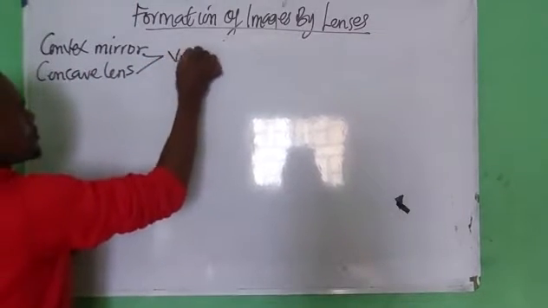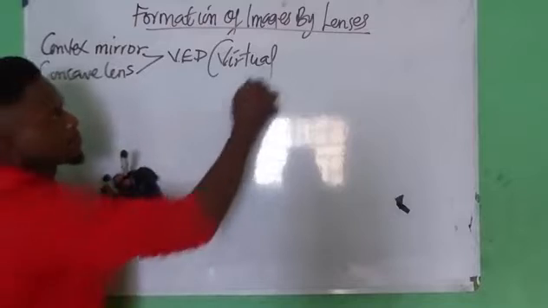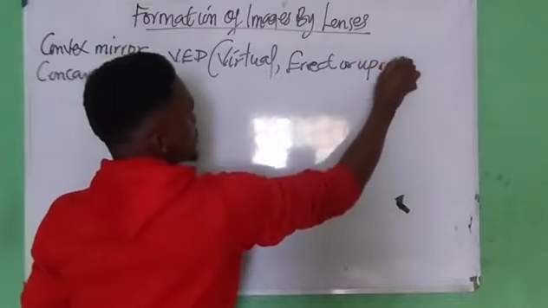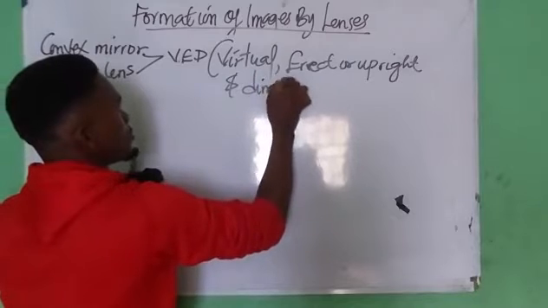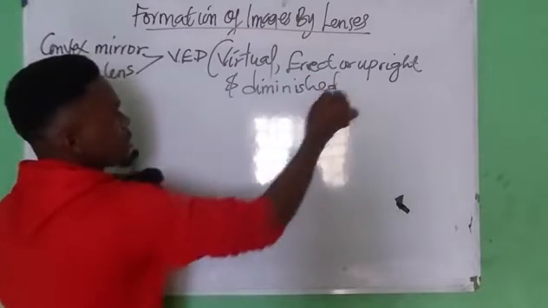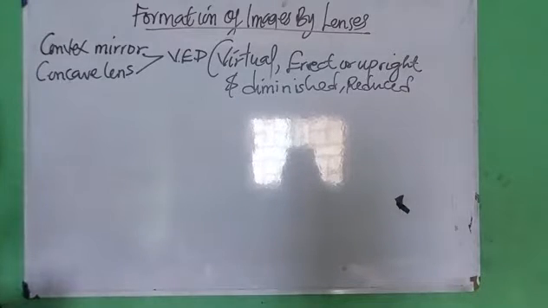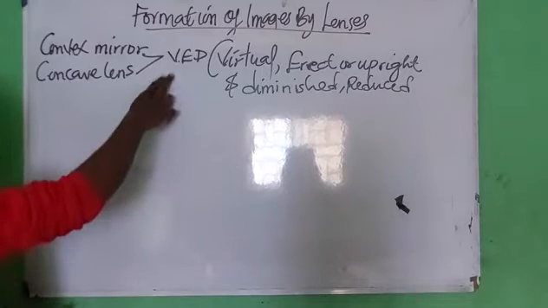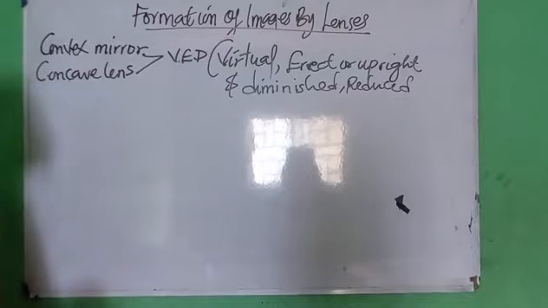They are always what? VED, which means virtual, erect, or upright, and what? Diminished. If I don't use the word diminished, I will use reduced. Alright, so the image formed by a convex mirror is same as the one formed by a concave lens. That is VED, virtual, erect, upright, and what? Diminished. Take note of that, okay?